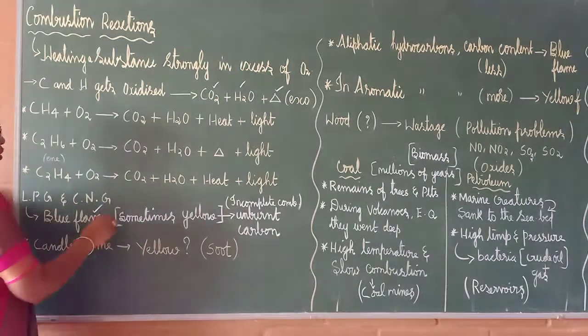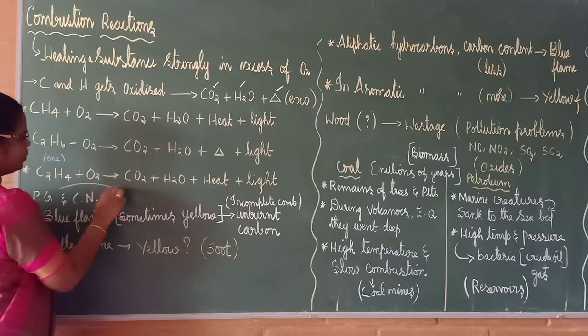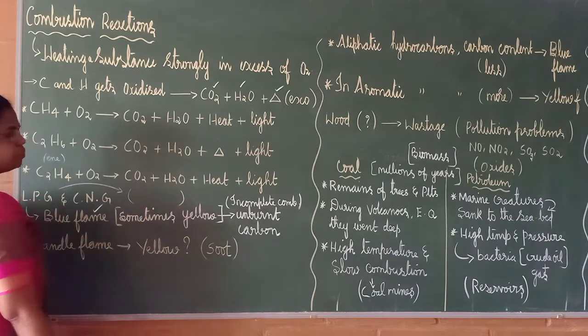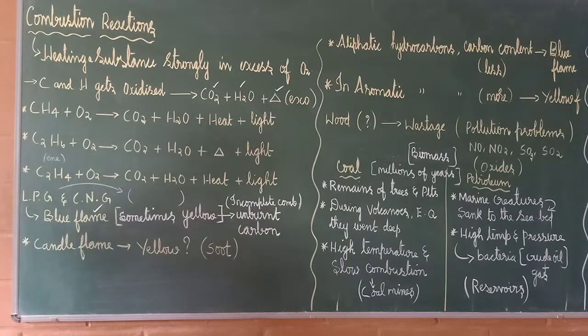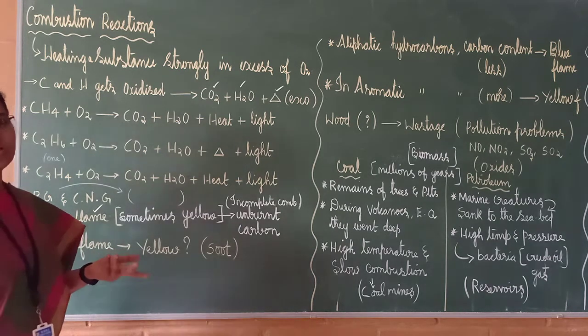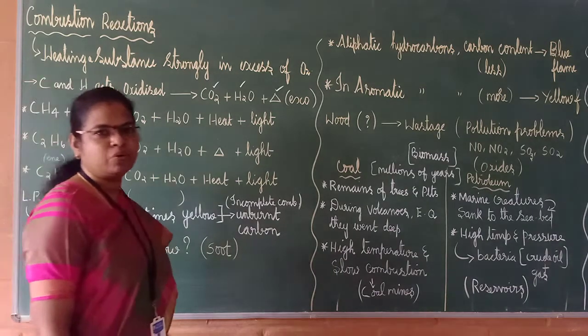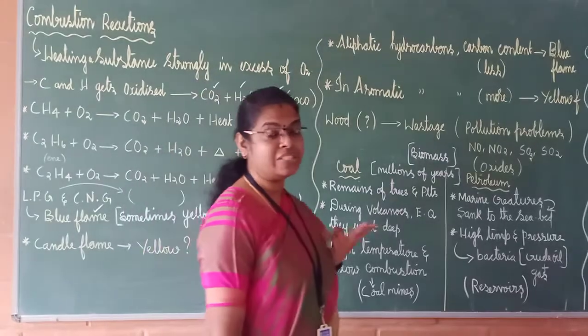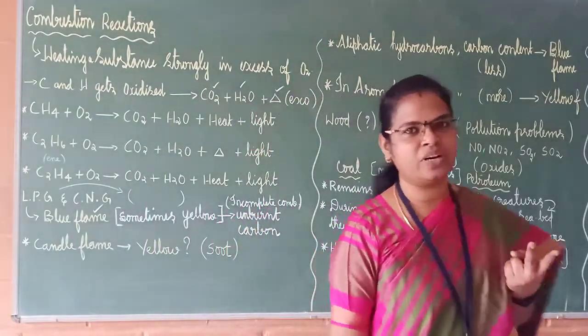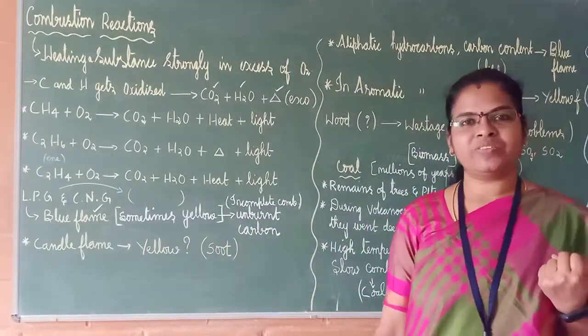Now you go and check what is there in LPG. Which hydrocarbon is there in LPG and what is the proportion? Find it out. For next class, you should be ready with the answer. Now candle flame will be yellow in color and the soot also will be produced because of incomplete combustion. We have studied about two types of hydrocarbons, aliphatic hydrocarbons and aromatic hydrocarbons. Under aromatic, you have studied one example.